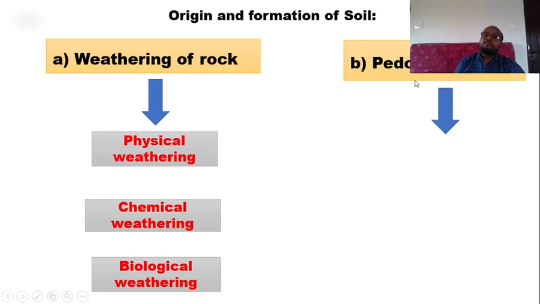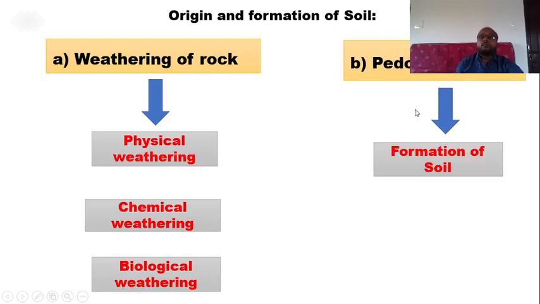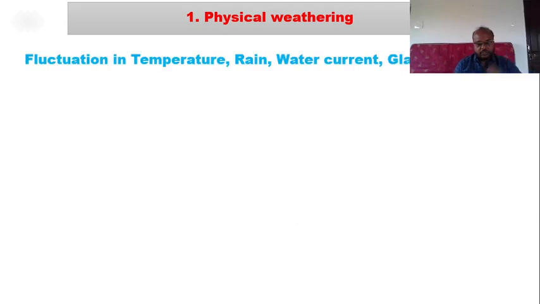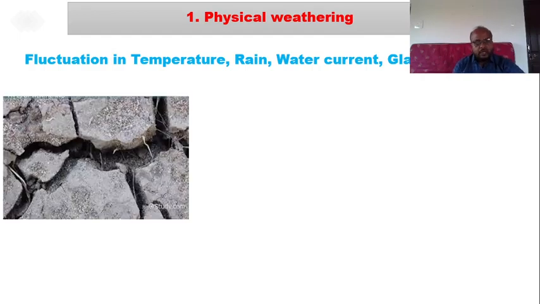And the next one is pedogenesis, that is the actual formation or maturation of the soil, or development of the soil. So first we discuss one by one: physical, chemical and biological. The first one is physical weathering. Physical weathering is the process of disintegration of the rock, mainly carried out by temperature, water, which may be rainwater or flowing water, as well as glaciation.